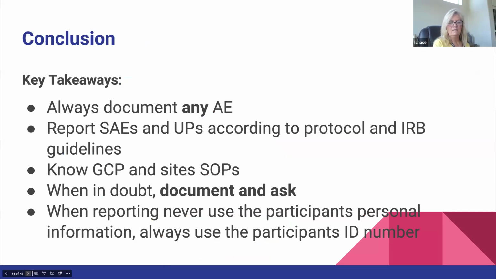So in conclusion, some key takeaways. You're going to always want to document an AE. You're going to report SAEs and UPs according to the protocol and to the IRB guidelines. Know GCP and site SOPs. And when in doubt, document and ask. And when reporting, never use participant personal information. Always use participant ID number.